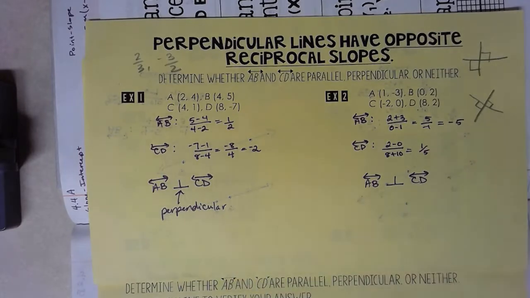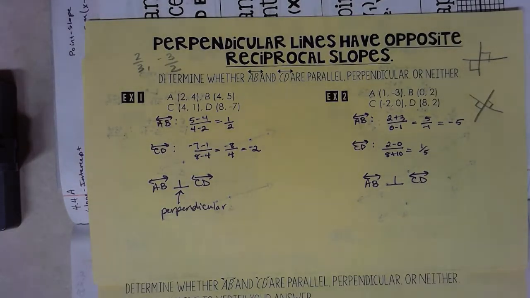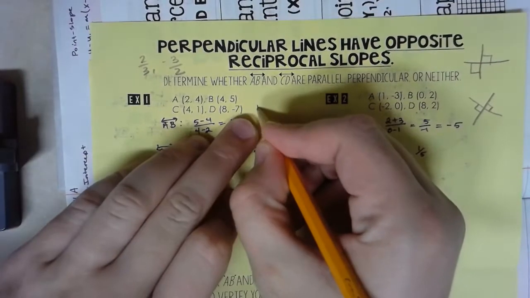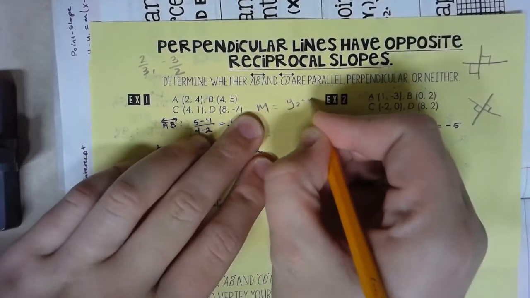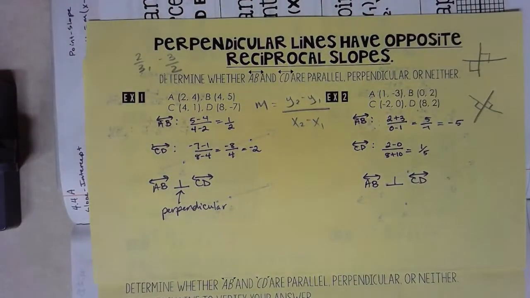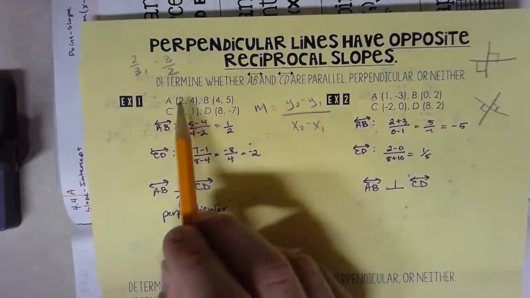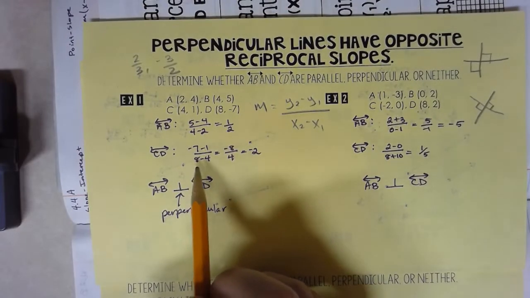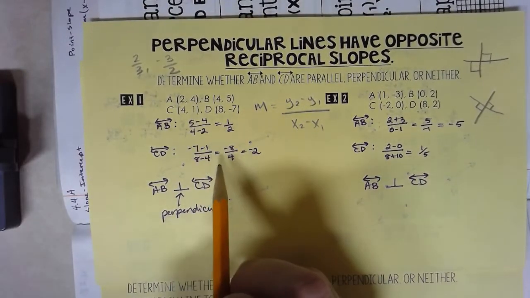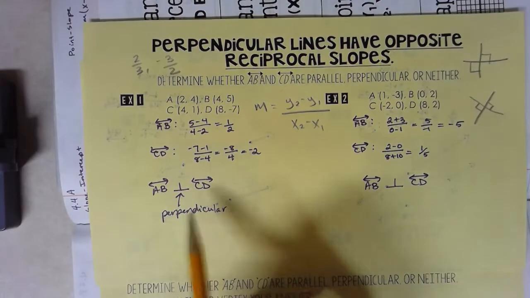So on these first two examples, I need to determine once again if the line passing through AB and the line passing through CD are parallel, perpendicular, or neither, and I'm going to determine that using their slopes. So let me remind myself once again what the slope formula is. m is equal to y2 minus y1 over x2 minus x1. So let's figure out what the slope of AB is. 5 minus 4 over 4 minus 2, going to wind up with 1/2. And then for CD, -7 minus 1 over 8 minus 4, going to wind up with -8 over 4, which will reduce down to -2.